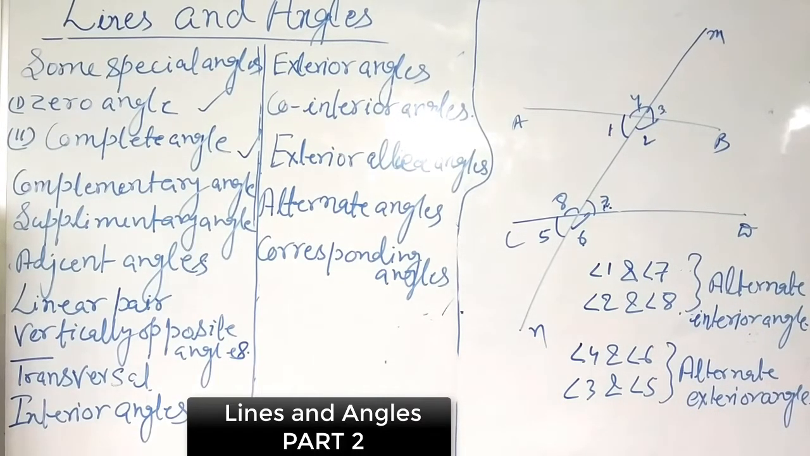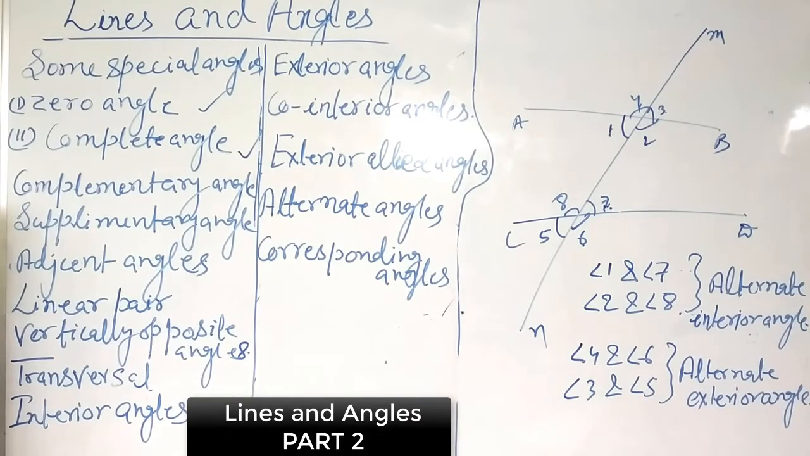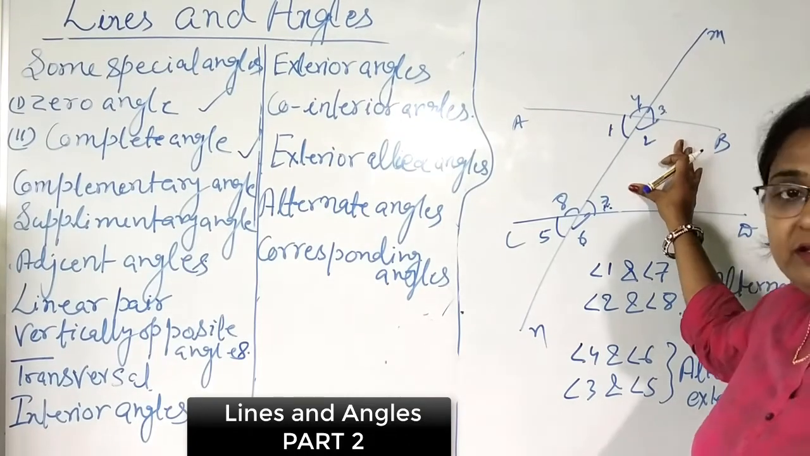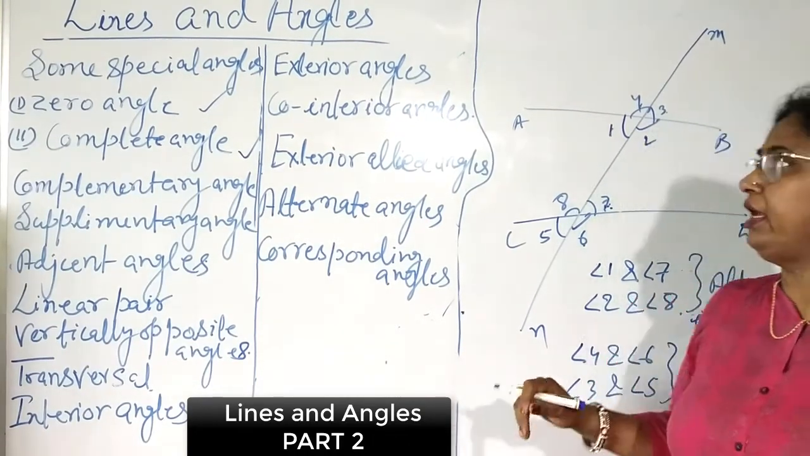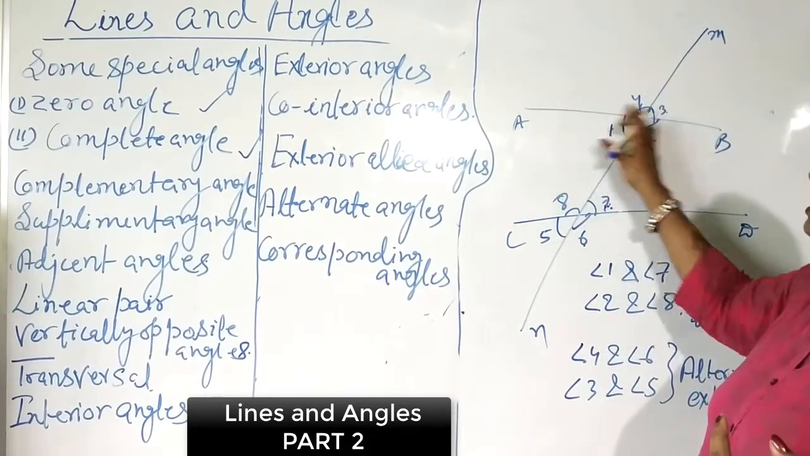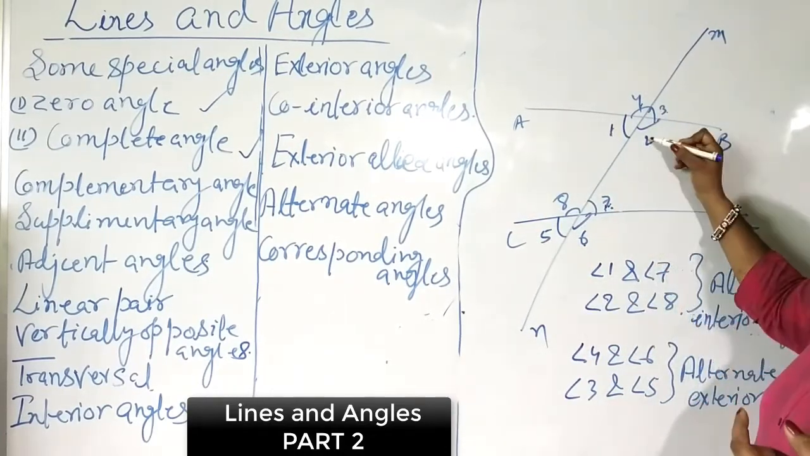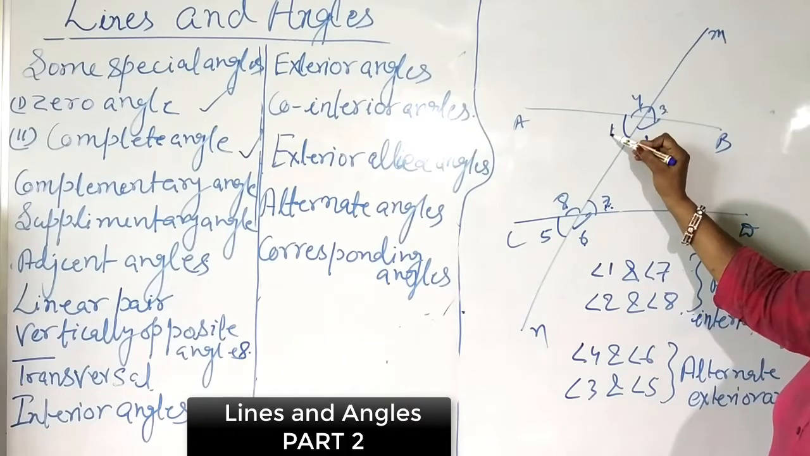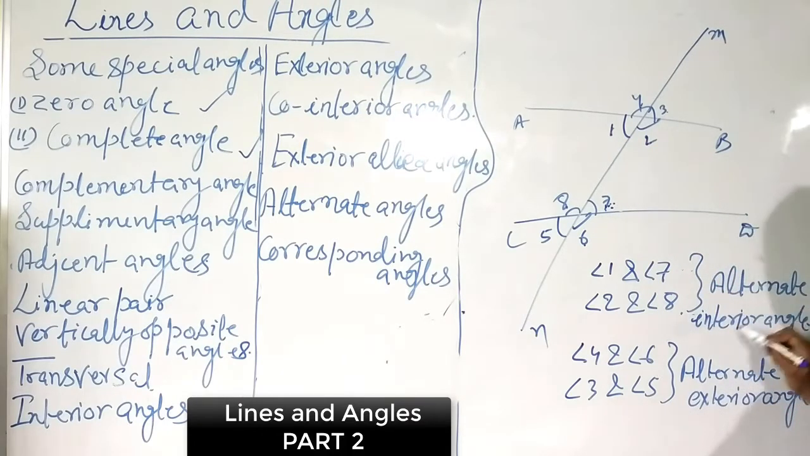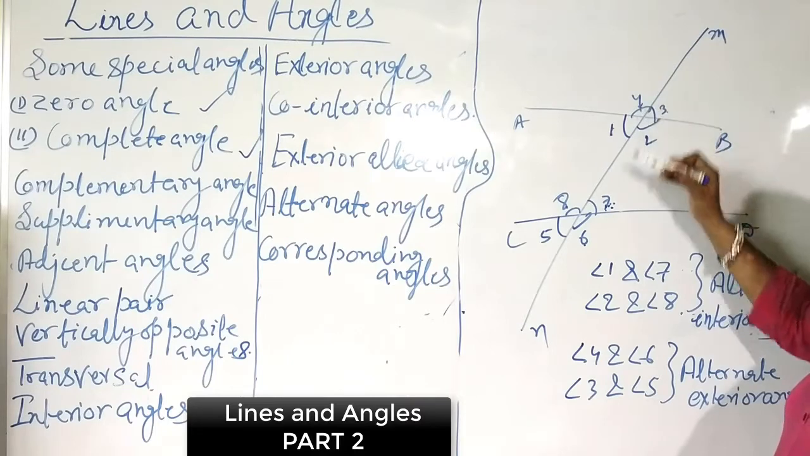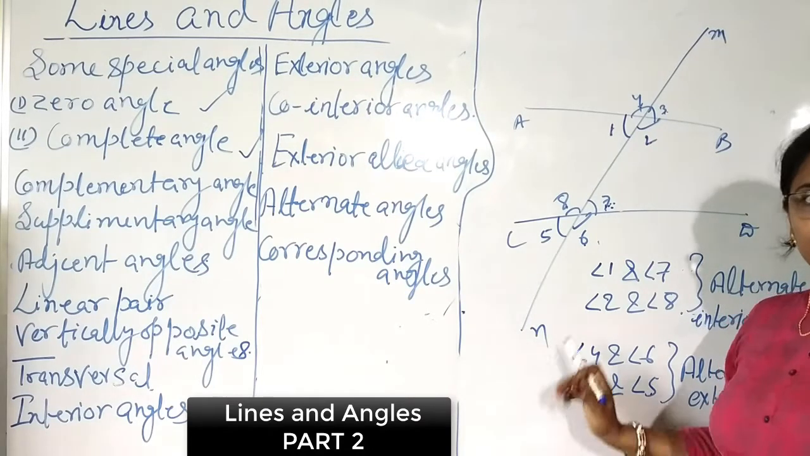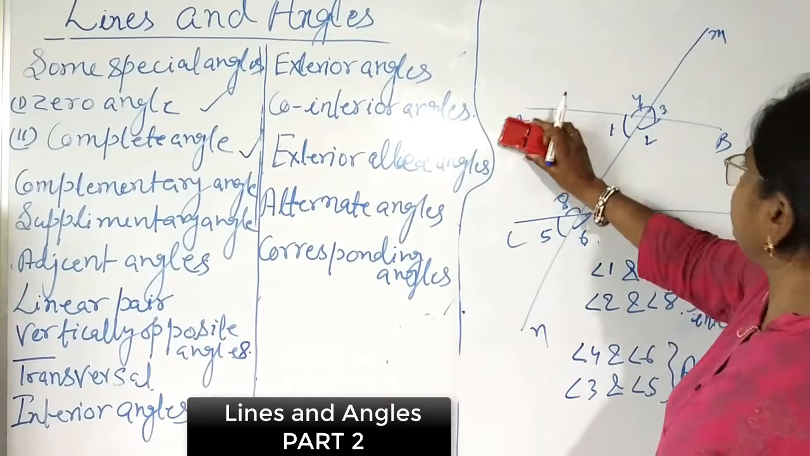In this way, exterior angle and interior angle. There are two types of angle in alternate angles: alternate interior angle and alternate exterior angle. When a transversal line intersects two lines, then the angles inside, 2 and 8, 1 and 7, are alternate interior angles, and 4 and 6, 3 and 5 are alternate exterior angles. Understood? Is it clear? Next, corresponding angle.